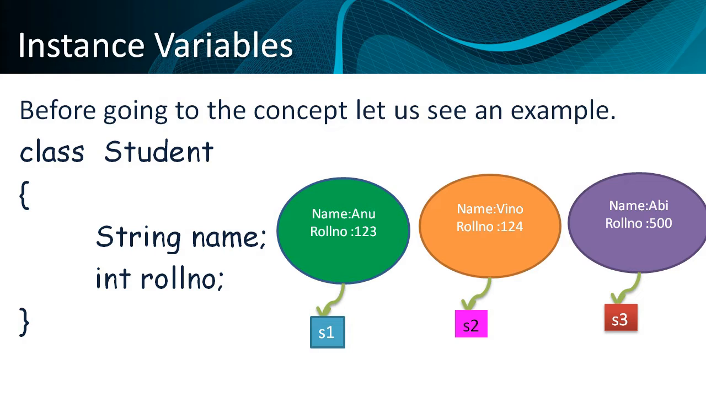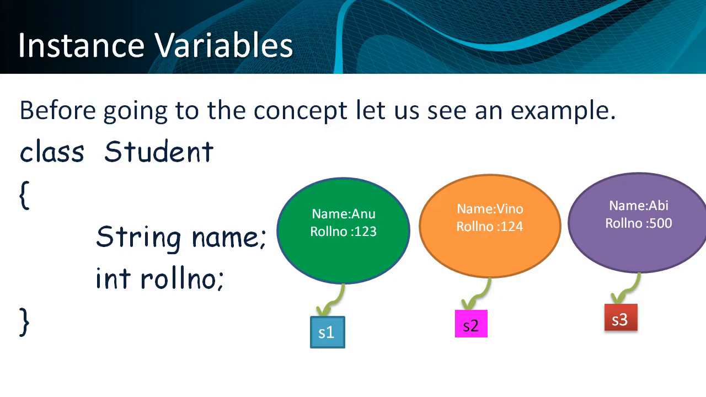That is, a student is represented as an object. S1 is an object, S2 is an object, S3 is an object. S1 has a certain name and roll number, S2 has a different name and roll number, and S3 also has a different name and roll number.